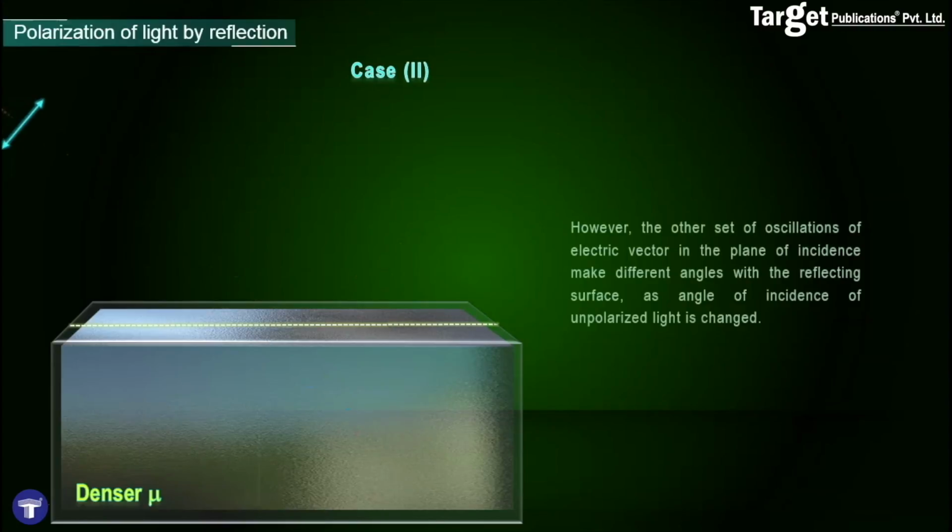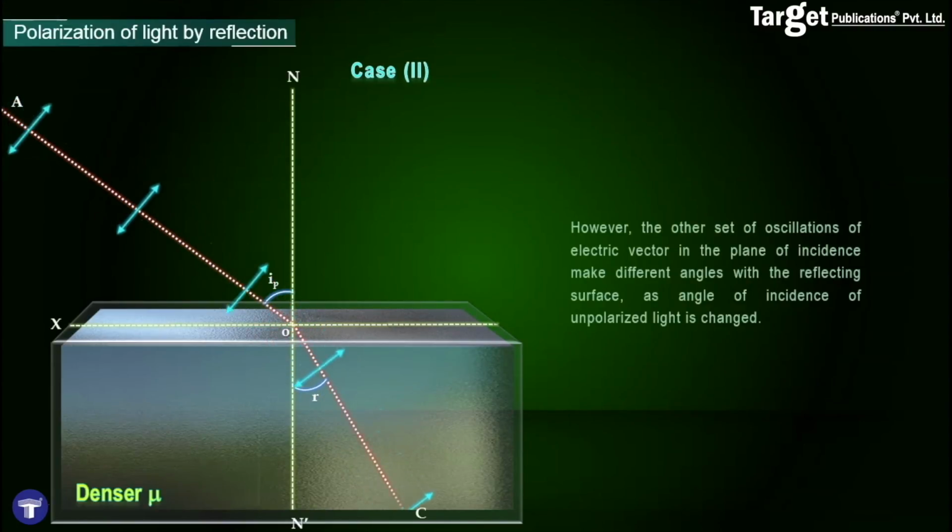However, the other component, which is the set of oscillations of the electric vector which are in the plane of incidence, or in the plane of your screen or in the plane of your paper, these vibrations of the electric vector are making different angles with the reflecting surface as the angle of incidence of unpolarized light is changed. So in this case, we will be able to change the condition of their reflection by changing the angle of incidence. Here you can see all the incoming light wave is getting only refracted and not reflected at all.